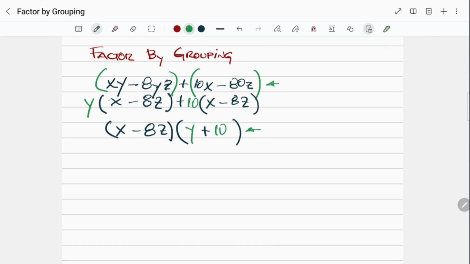Factorization by grouping. I refresh the steps. Step number 1, GCF. Step number 2, grouping the two and two terms. Step number 3, factor out the common binomial factor. Factor out, which is the same thing as GCF, of the common binomial factor.